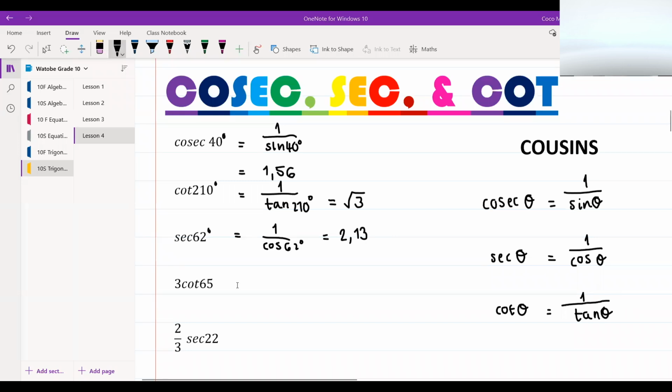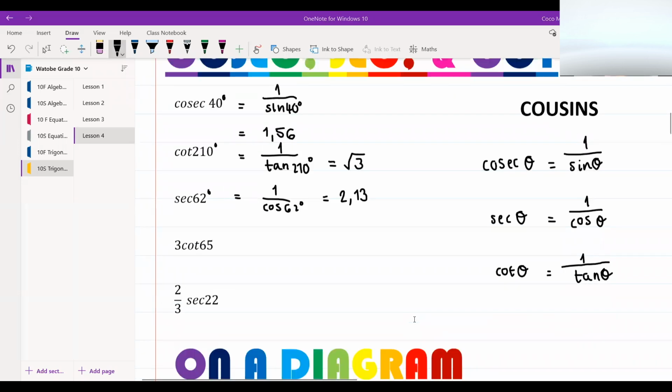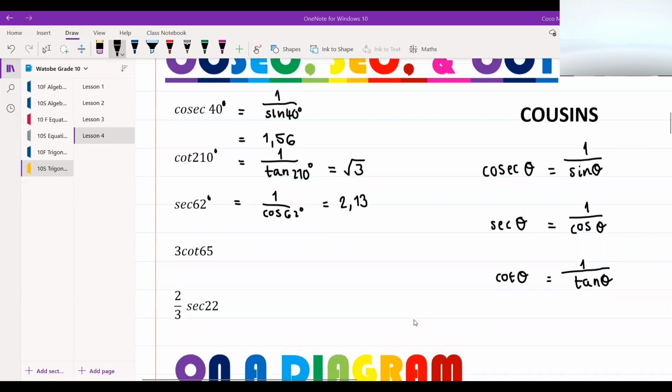In the meantime, I want you guys to look at cot. Remember, this is 3 cot of 65 degrees. We said we're going to rewrite this one as 3 times 1 over, remember what cot means, and this is a fraction, so treat it as a fraction. And this one over here is 2 times 3 times 1 over something, degrees. I will be with you guys in just 1 second.